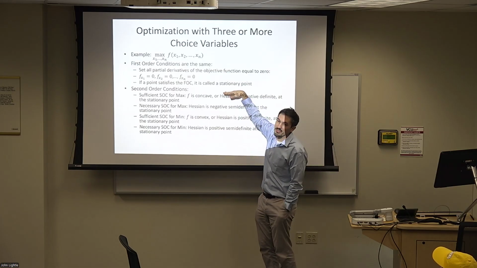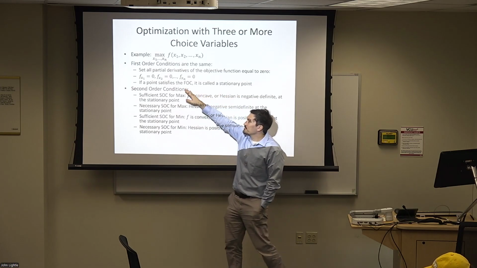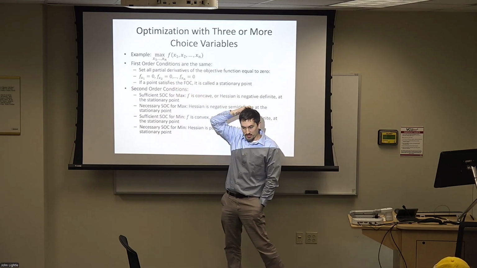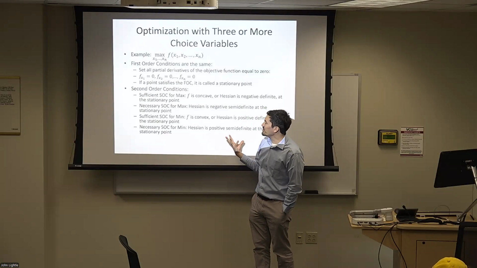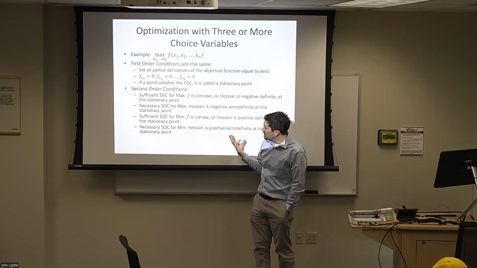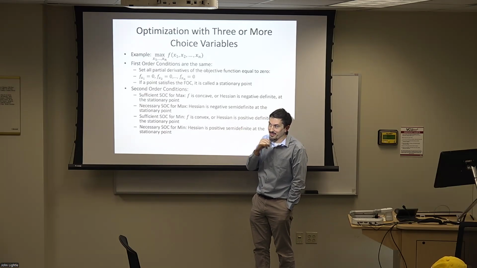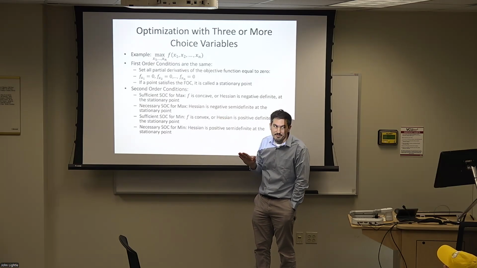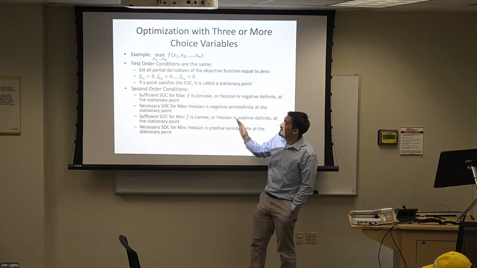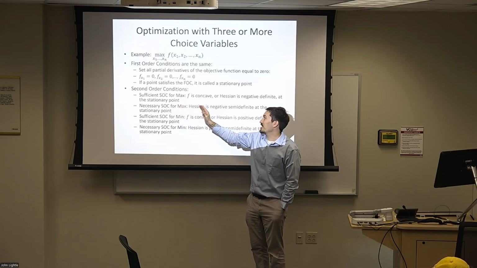There's this other term that you might hear, called a stationary point. Stationary means it satisfied all the first order conditions. But what about the second order conditions? Well, you don't just have x and y here. Before you only had x and y. Now you have x1, x2, dot dot dot, xn. We can still say something about it, which is that it's a sufficient condition for maximization if f is concave.